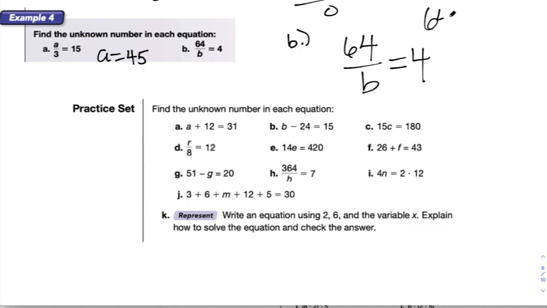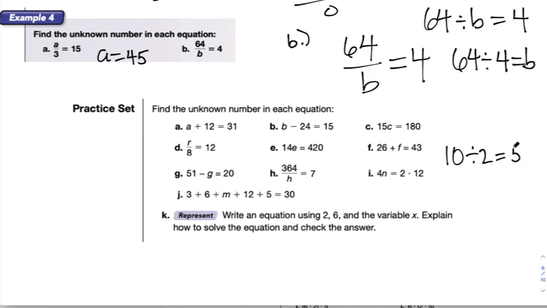This says 64 divided by some number b is equal to 4, meaning if I had some big number 64, divided it by b, I got this number 4. What I need to know is the number fact relationship, that 64 divided by 4 would have to be b. Think about it if you get confused. 10 divided by 2 is equal to 5, just like 10 divided by 5 is equal to 2. That's one of those number fact relationships that we have.